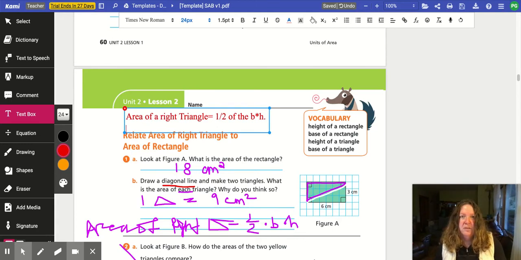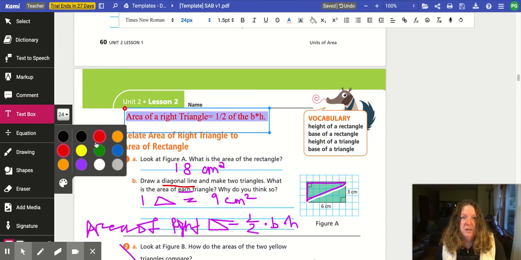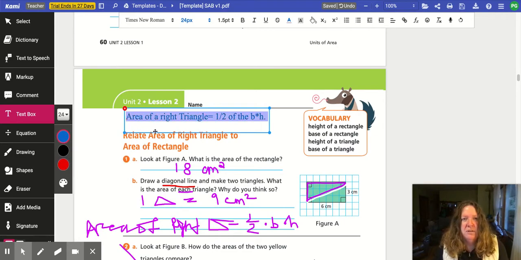Oh, there we go. Change the color of that if I can, so it doesn't blend in with their writing. Is that going to work? There we go.